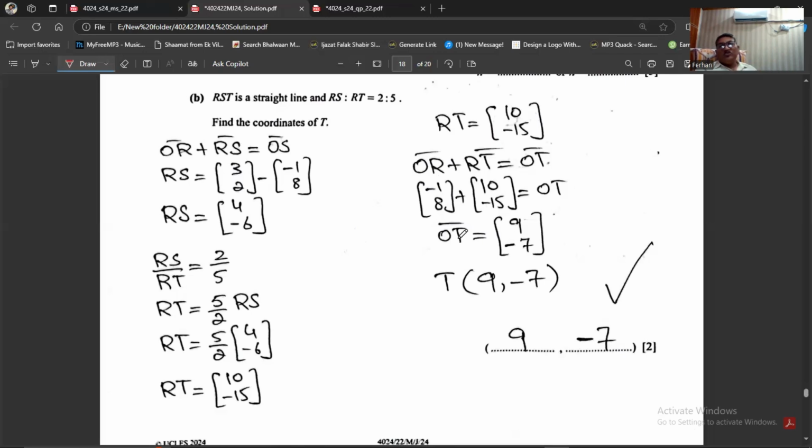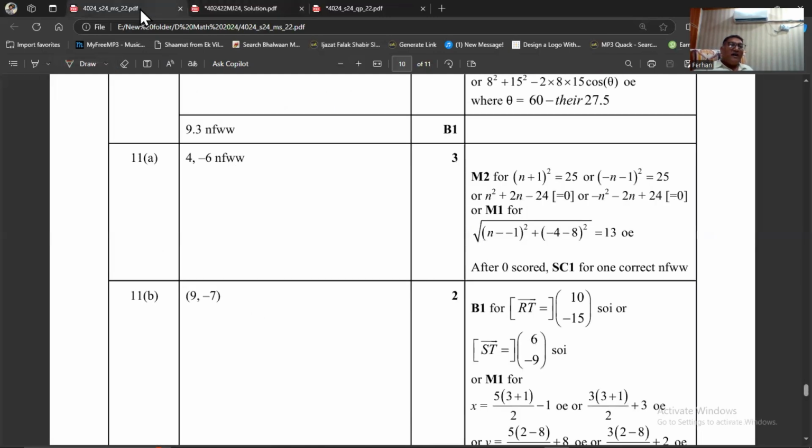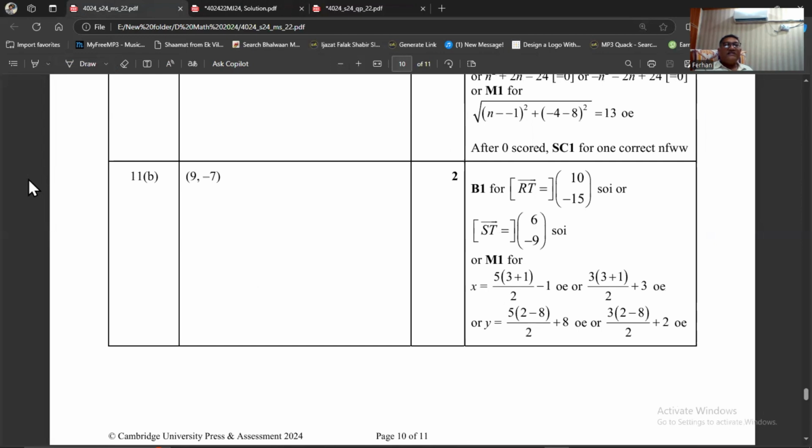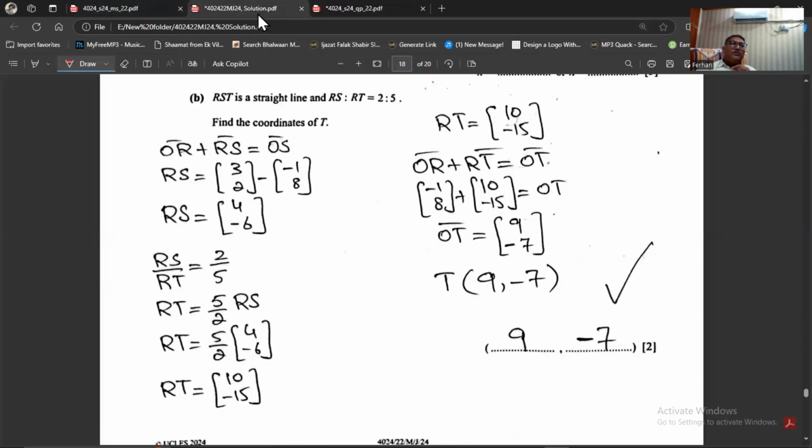So OT, the position vector of T, actually represents the coordinates. So the coordinates of T are 9, comma, minus 7. And you can see they have also used the vector method, and this is another method. So I have used this method, okay? With the help of the vector method, we have found the answer. I hope you understand.